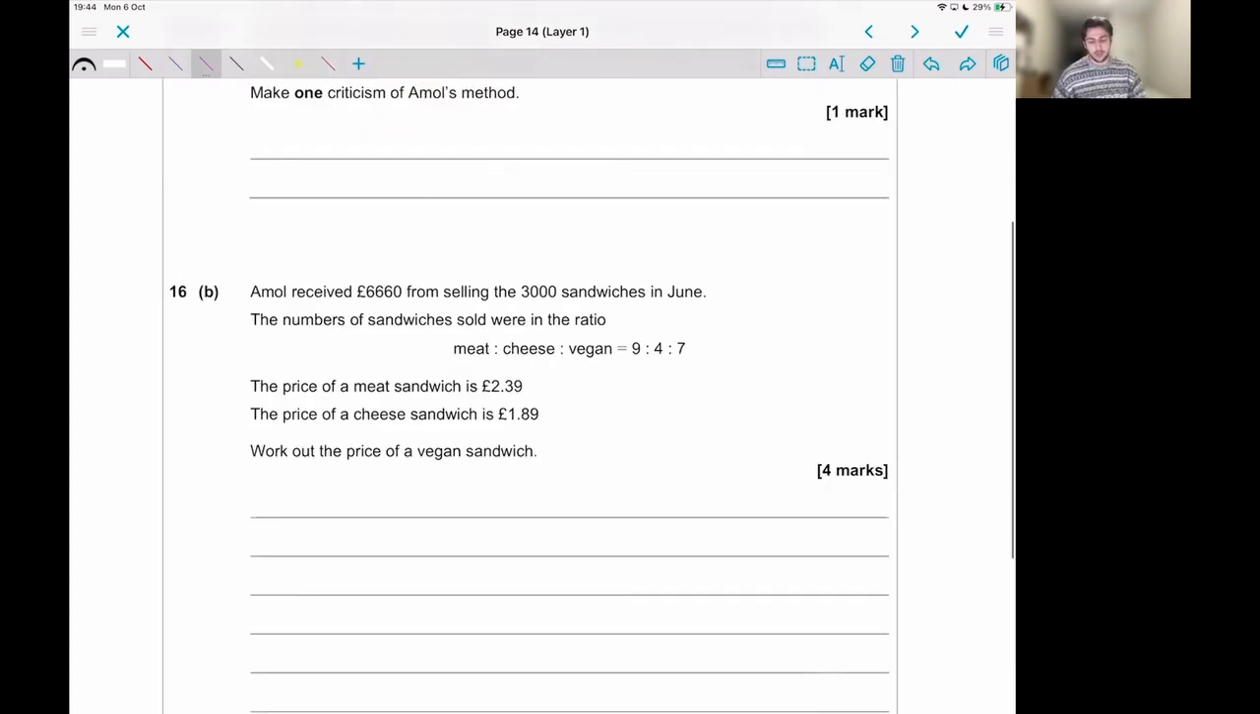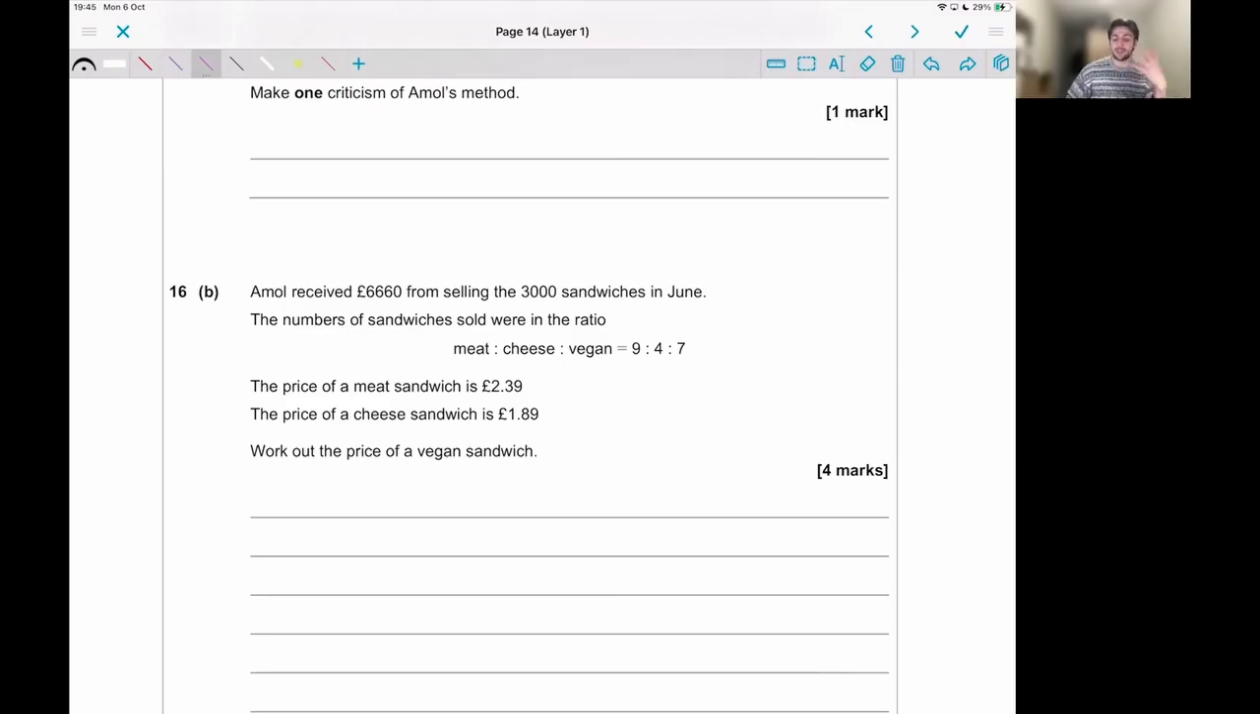Please let me scroll. So he received £6,660 from selling the 3,000 sandwiches in June. The numbers of sandwiches sold were in the ratio meat to cheese to vegan, 9 to 4 to 7. The price of a meat sandwich is £2.39. The price of a cheese sandwich is £1.89. Work out the price of a vegan sandwich.